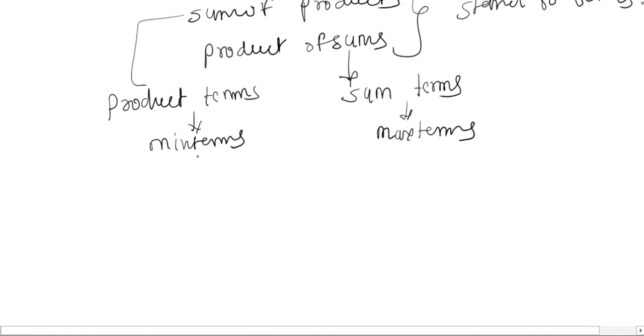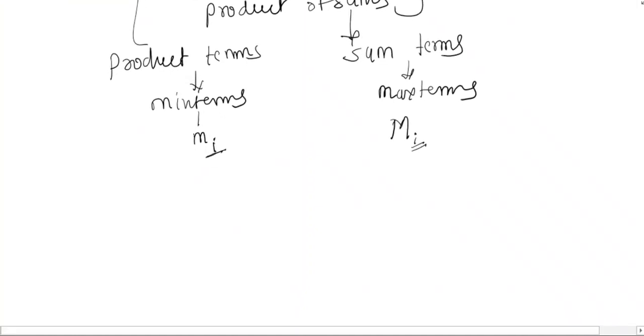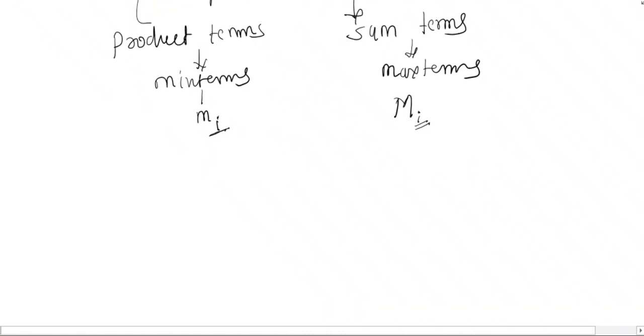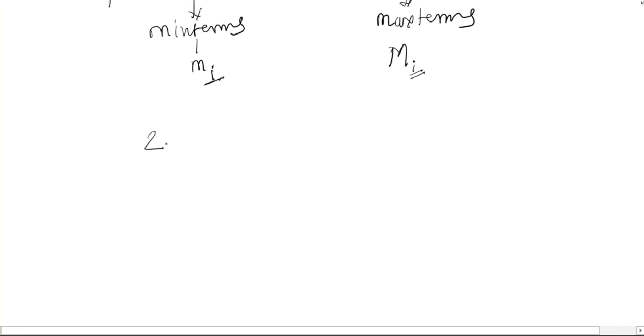To represent the minterms, the M notation used is a small m subscript i, where i is the possible input combination value number, and maxterms are represented by using a capital letter M, and i represents the input combination value number. Now again, in the last lecture we have seen that the possible input combinations for the variables in the Boolean expression are calculated with the help of the formula 2 raised to n, where n is the number of variables.